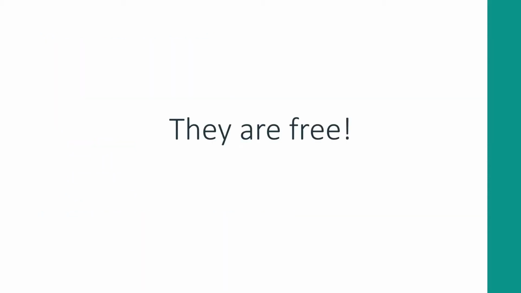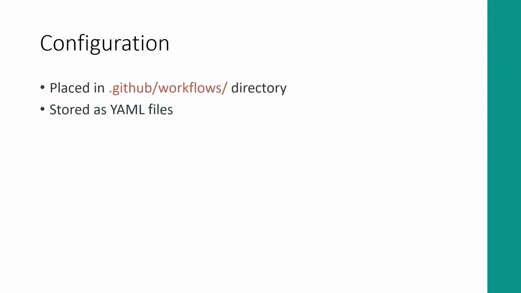Best of all, using Actions is free for public repositories, and you get 2000 minutes per month for your private repositories. Notice that using Windows or macOS runners will use up your quota at a faster rate than the Ubuntu one. Actions are configured with YAML files that are stored in the GitHub workflows directory inside your repository. And that's the place where GitHub automatically finds them and starts to execute them.